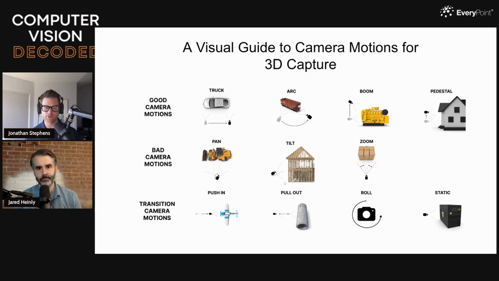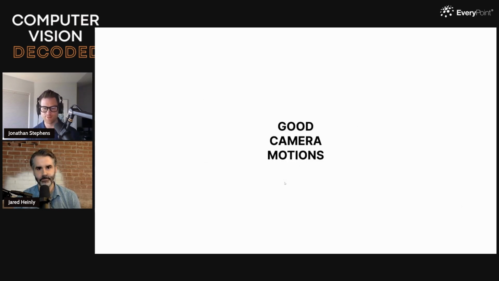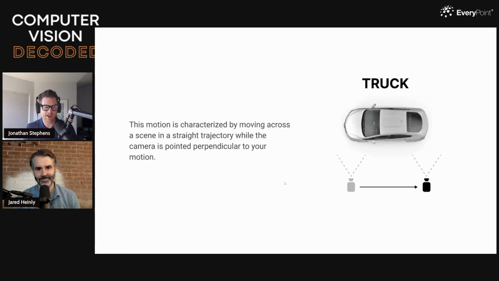And so we'll stick with the good ones first, the good camera motions. And as you capture things, just know that if almost all your movements are good, or if they're all good and transition, but mostly good motions, you're going to get really good results, details that you're going to be shocked by. So this is trucking. This is about as simple as it gets. If you can't do this movement, then you probably shouldn't be trying this. This is just walking a straight line, say down a car or down a wall, and you're snapping photos.